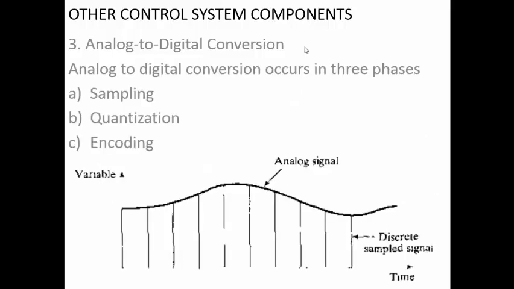So how does the analog to digital conversion take place? It basically happens in 3 steps. The first one is sampling, the next one is quantization, and the third one is called encoding. So let variable A be the continuous signal, that is the analog signal. This is the time axis. So you are making continuous measurements and you are getting the analog signal. Now you want to convert this analog signal into a digital one.